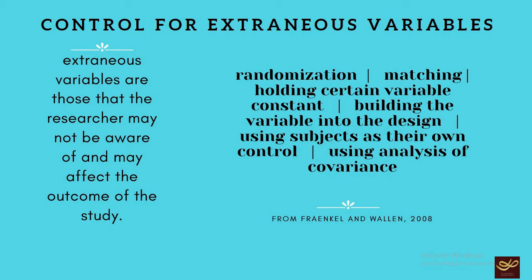Another one is by building the variable into the design. This is similar to the previous examples that I have shared a while ago. Because sex affects the study, for example, then you have to have an equal number of males and an equal number of females belonging to the control and experimental group. By doing so, you've built the variable into the design.